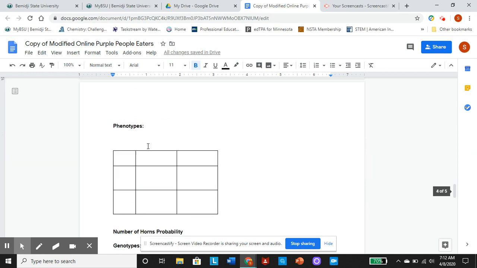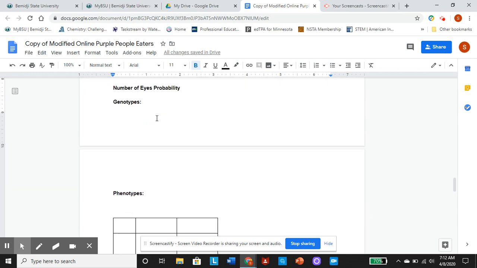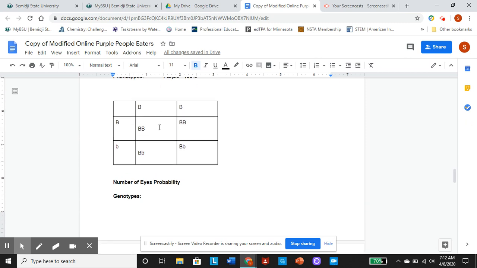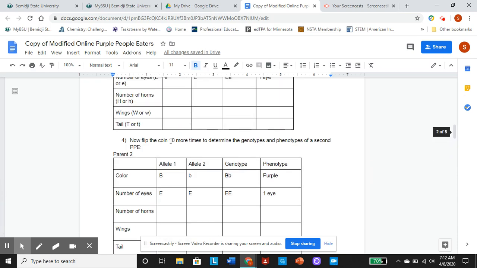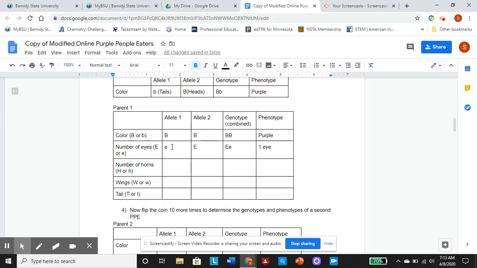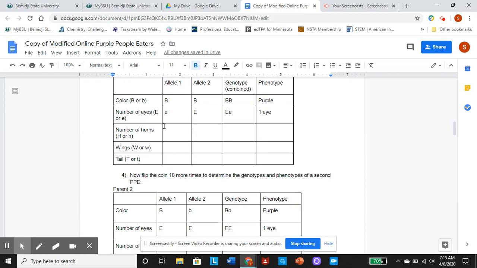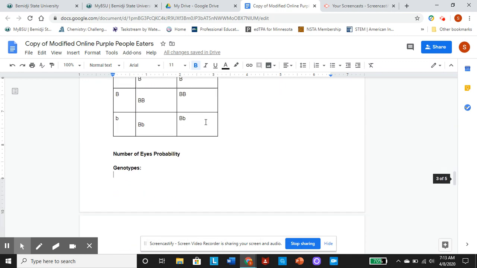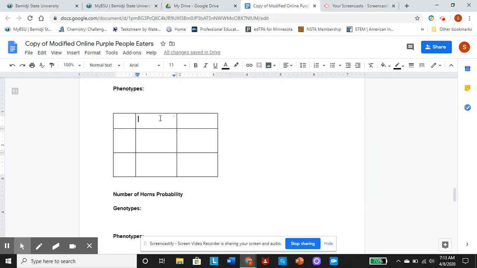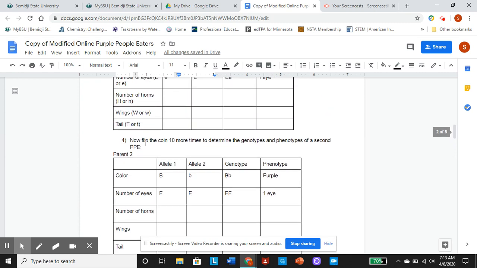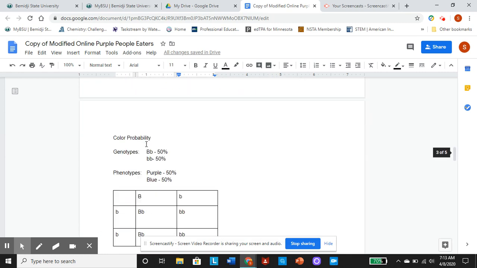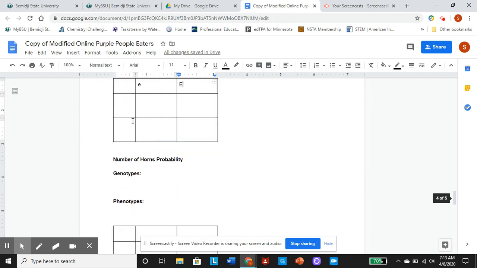So, number of eyes. We'll put in our genotypes. So, we'll fill in our Punnett square just like we did above. So we'll pull from our parents. So I'll go back to my parents. Number of eyes. I had little e, big E, and big E, big E. So I go put that back down in there. And then you guys do this on your own. And you guys do this with your monster. You're not using my results. If you happen to get my results, cool, but really you should do it on your own.